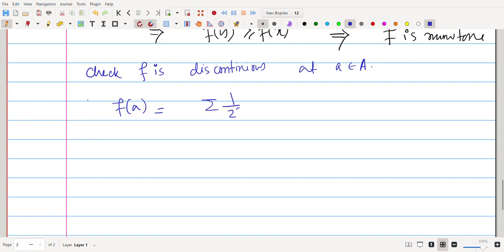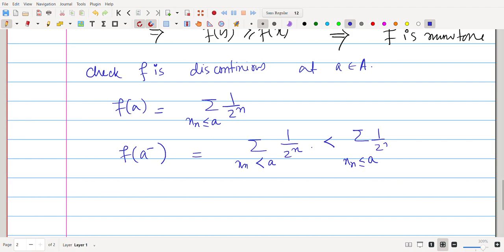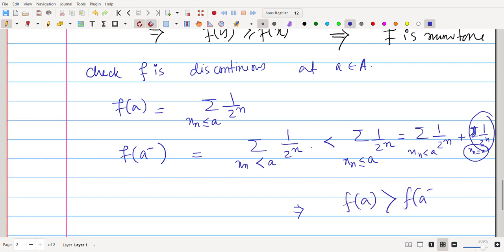f(a) is basically the summation of 1 by 2 to the power n over x_n less than or equal to a. f(a minus) must be the summation over x_n strictly less than a of 1 by 2 to the power n. Okay, but see, since a is inside this countable set and we are enumerating this, a must be inside this sequence x_n. That will imply this must be strictly less than the summation over x_n less than or equal to a of 1 by 2 to the power n, because this is the same as the summation over x_n less than a plus 1 by 2 to the power n where x_n equals a. That means for x_n equal to a, this extra term contributes, which implies that f(a) is strictly greater than f(a minus).